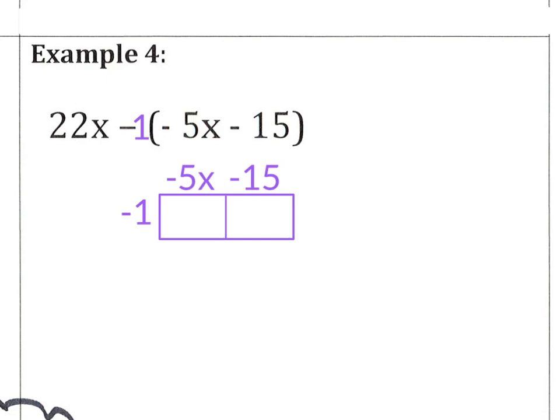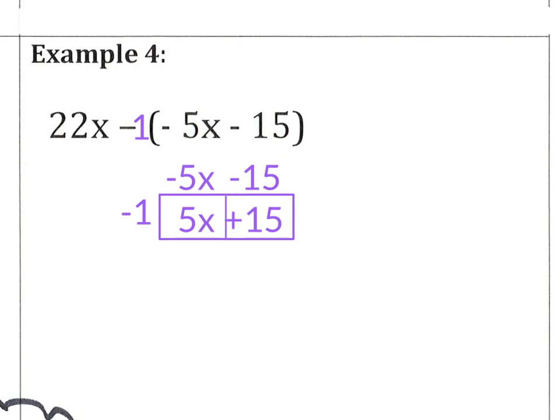So to fill in this first one, we're going to do negative 1 times negative 5x. Negative 1 times negative 5 is positive 5, and then we have the x. And then for this side, we're multiplying the negative 1 times the negative 15 for this next cell. Negative 1 times negative 15 is a positive 15. Okay, so then we're going to go and write this all out.